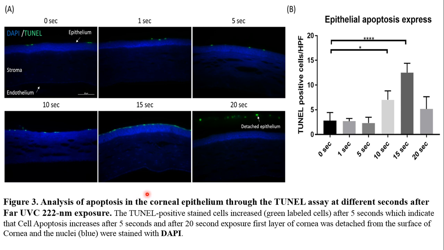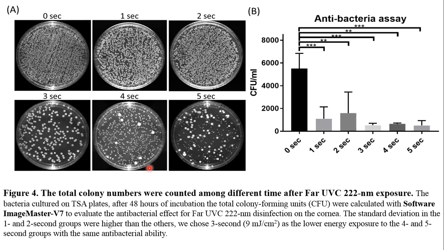And this is the analysis of apoptosis in the cornea epithelium through the TUNEL assay at different seconds after far-UVC 222 nanometer exposure. Here we got data that if we give exposure for more than 5 seconds, we get some signals in the first layer of the cornea epithelium at 10 seconds, 15 seconds and 20 seconds. After more than 20 seconds of exposure, it detached the epithelium, so it is a very strong exposure.